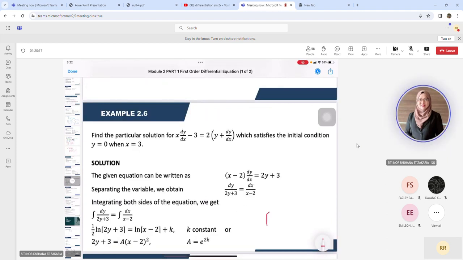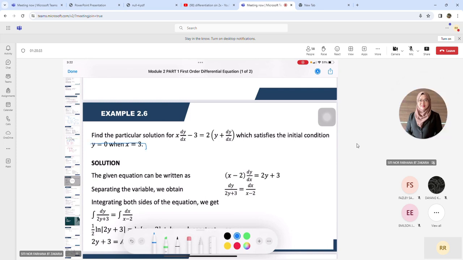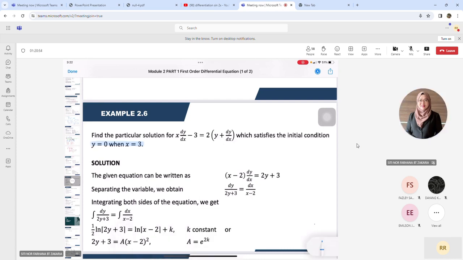Okay, this one I want to explain a bit, because this one they give us an initial condition. So when we have an initial condition, we need to find the value for the constant. Okay, they give us the initial condition y equals to 0, x equals to 3. So you need to find the value for the constant.